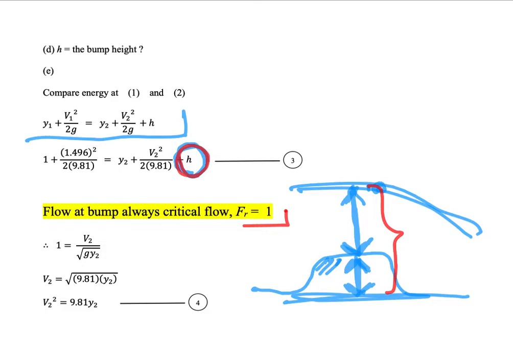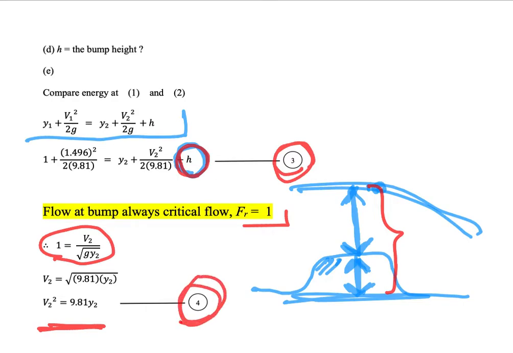If we take this assumption, we could calculate the value of V2 from this equation. We get that V2 is equal to the square root of 9.81 y2. So now we have two equations here. However, we still have an extra unknown parameter. Here we have y, we have v, and we have h. But in this equation, we have v and we have y.